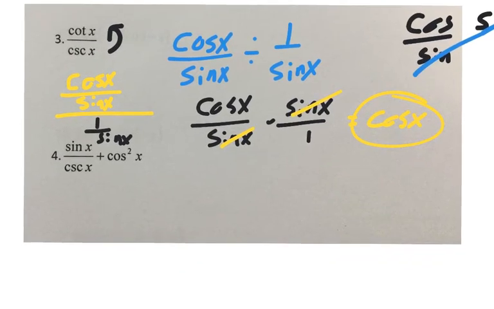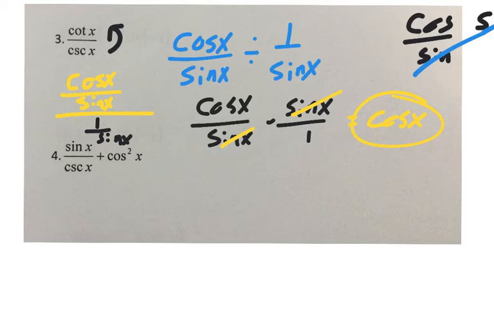4. I see cosine squared. As soon as I see cosine squared, I'm thinking I'm going to try to use a Pythagorean identity. Because I have cosine squared, I would like for that other term to be sine squared. That way I could have sine squared plus cosine squared, and I could rewrite it as 1.